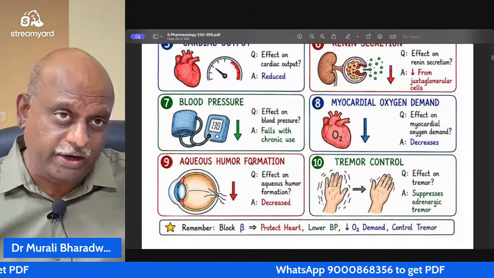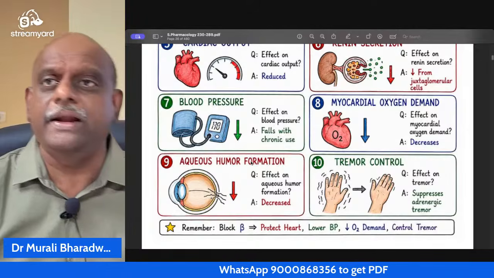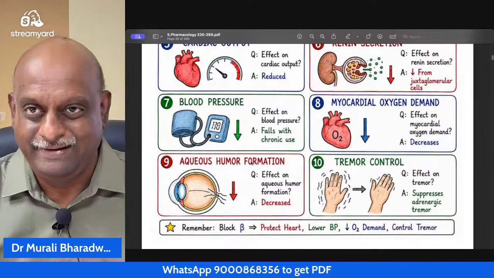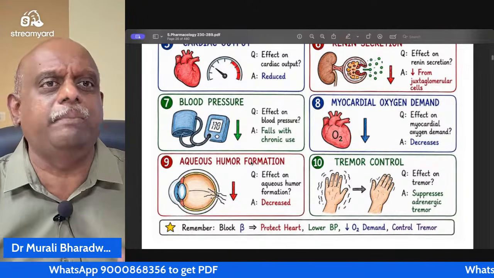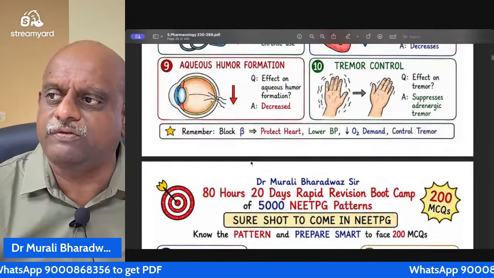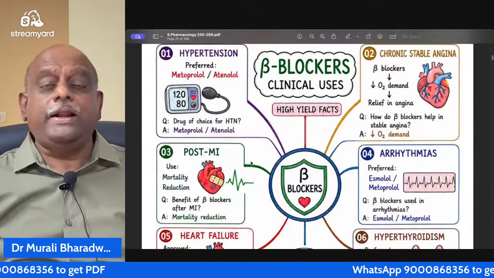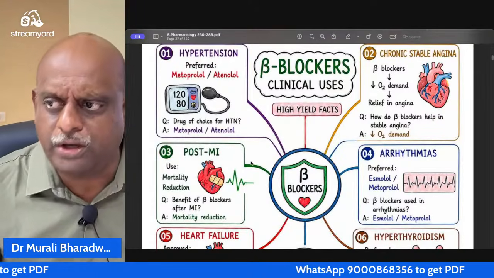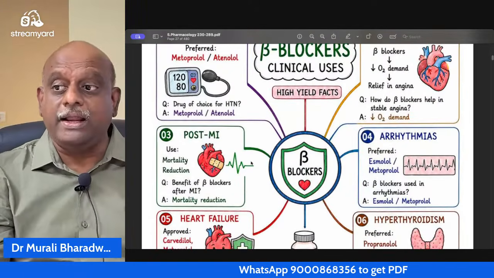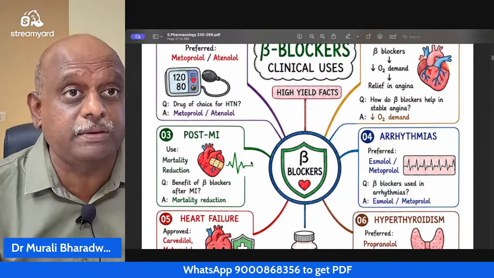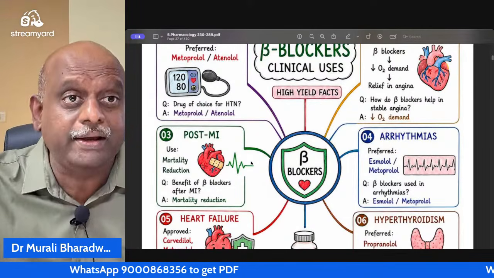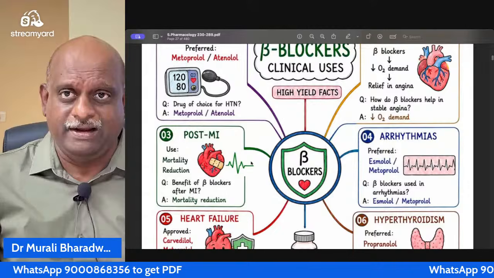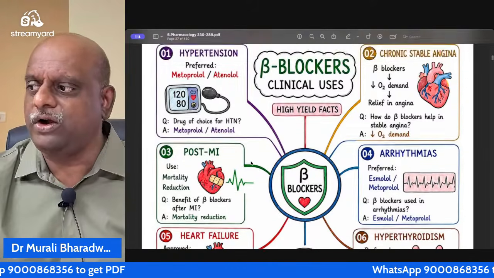And they also control the tremor. There is an entity called essential tremor. It comes genetically. So there you treat by giving beta blockers is what we need to remember. So in hypertension, what do you prefer? Metoprolol or atenolol. After the myocardial infarction, if you happen to introduce the beta blocker, that is one drug that is shown post-MI to decrease the long-term mortality in multiple studies, is what we need to remember.